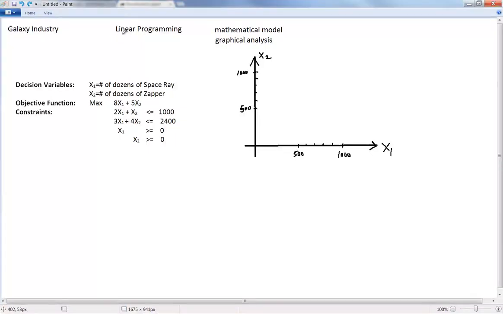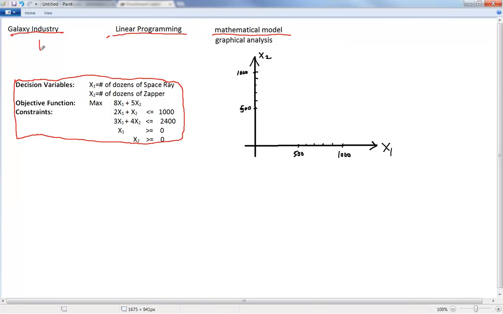We'll continue our introduction of linear programming using the Galaxy industry. So earlier we have explained what the mathematical model is, which are typed nicely and enclosed in this red box. So what the mathematical model does essentially is to translate this Galaxy case study, which was described using words, into the language of algebra.